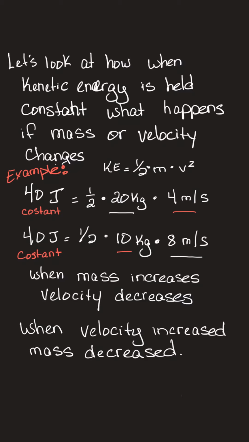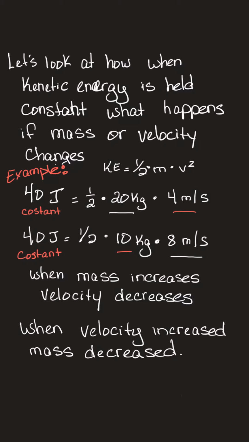If we look at kinetic energy when it's held constant, let's take a look at what happens to the mass or the velocity. Take a look at the first example. Kinetic energy equals half times mass times velocity squared. So if we hold our kinetic energy at a constant of 40 joules, then half of 20 kilograms times 4 meters per second gives us 40.